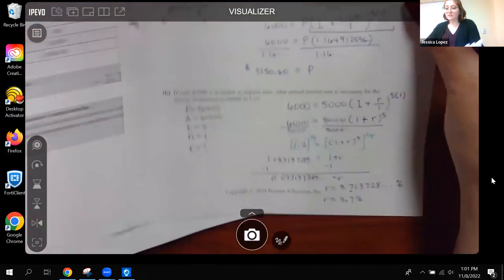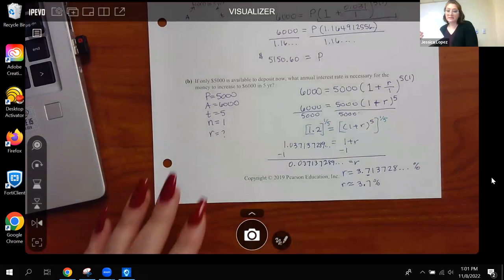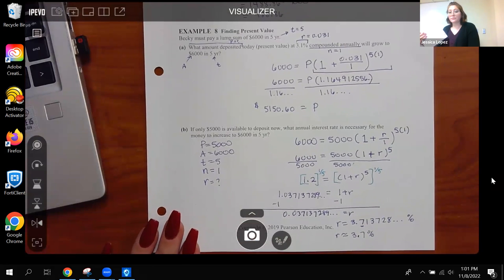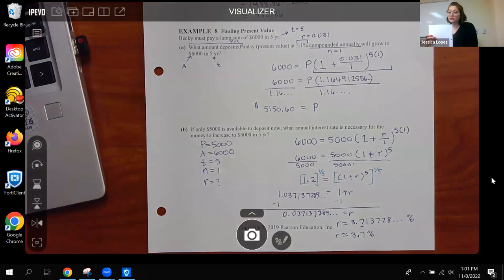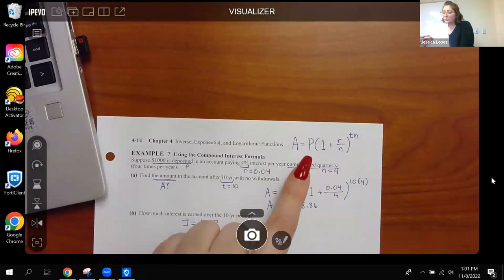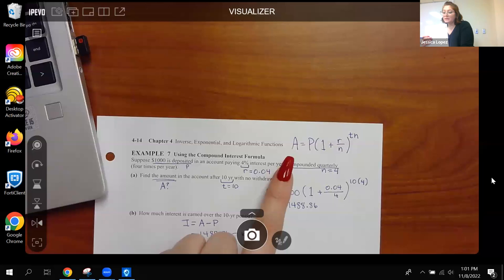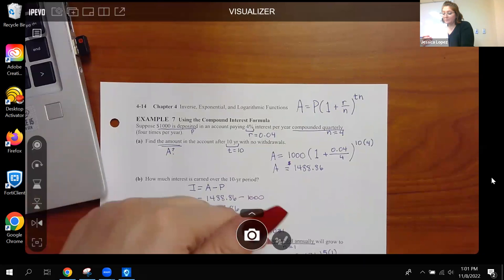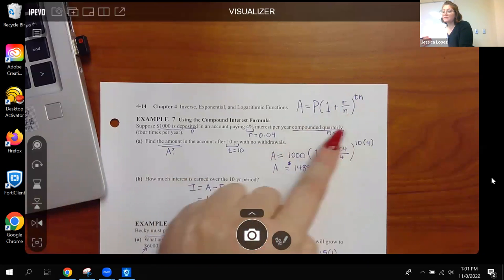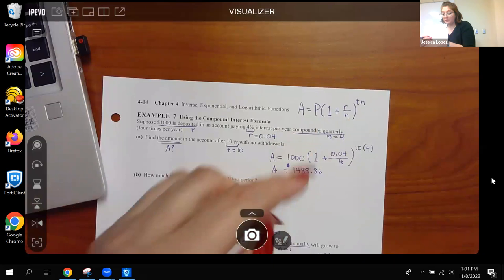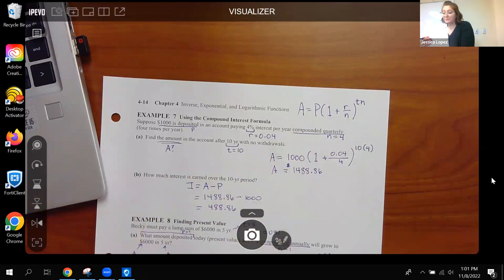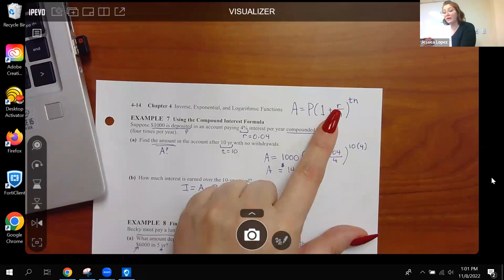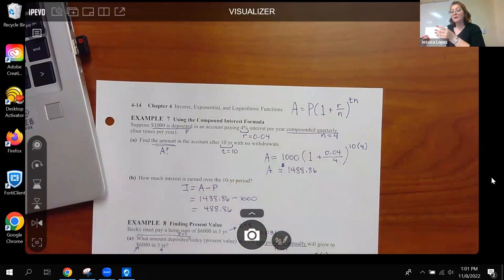So we've actually solved all the different cases that we can possibly solve for right now. We took that equation, right? In the first one, we were given all these values and all we had to do was figure out A. For the second example, example 8, we plugged in all the numbers and we had to figure out P. And for the second part of the second example, we plugged in all the numbers and we had to find R. The only other variable that they'll ever ask you for is T, okay?